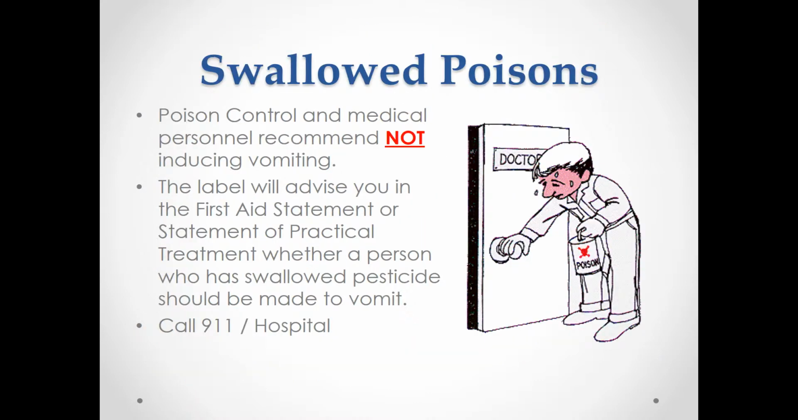Okay, if poisons are swallowed, do not induce vomiting. This has changed. Do not induce vomiting. The label will advise you, and we'll understand how important the label is coming up. The first aid statement or statement of practical treatment says whether a person who has swallowed pesticides should be made to vomit, but not inducing vomiting is important now. Call 911, get somebody to the hospital, and know where the hospital is.